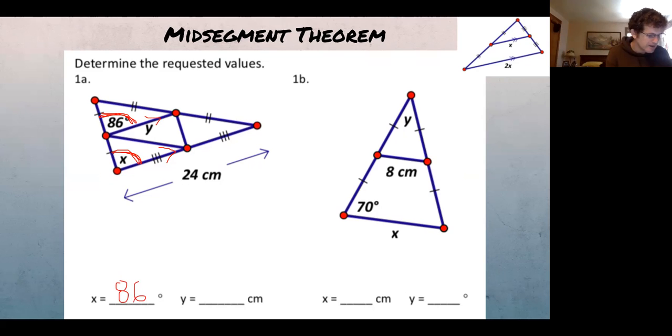Okay, for Y, that is the mid-segment, and its parallel side is 24 centimeters in length. So all I need to do is take that 24 and divide it by 2, and that'll give me 12 centimeters. And we're good to go. Those are the answers.